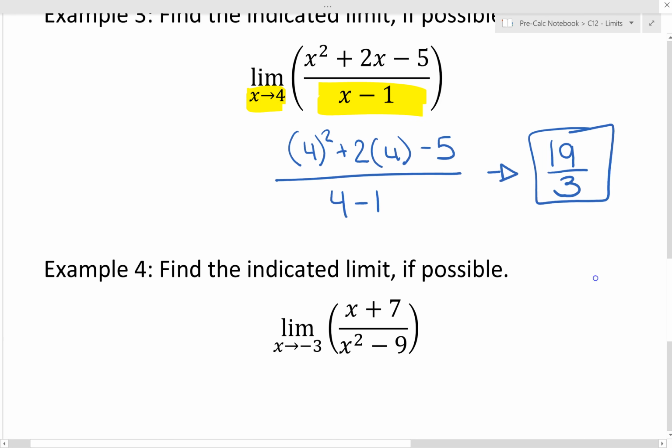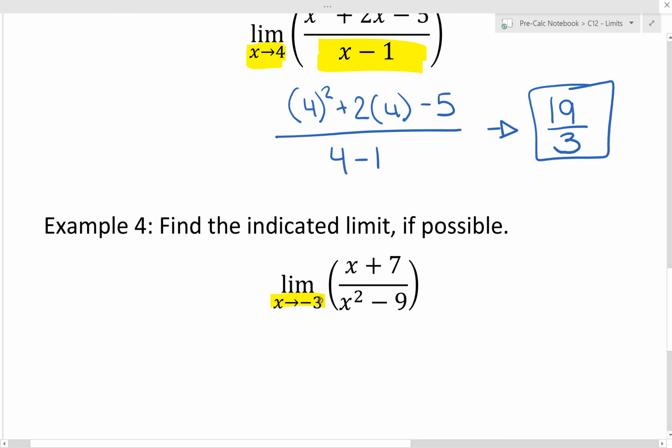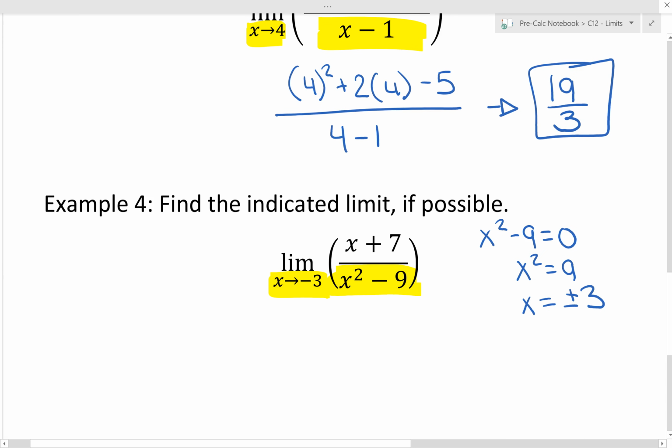Okay, and then here's the last one that I'm going to show you guys. If you look right here, what I'm wanting to know is the limit as x approaches -3. Here's our denominator. Okay, does the -3 match up with our vertical asymptote? And yes, it would, because if I set this equal to 0, we would get x has to equal plus or minus 3. So therefore, if I'm approaching that vertical asymptote, then we know that the limit does not exist.